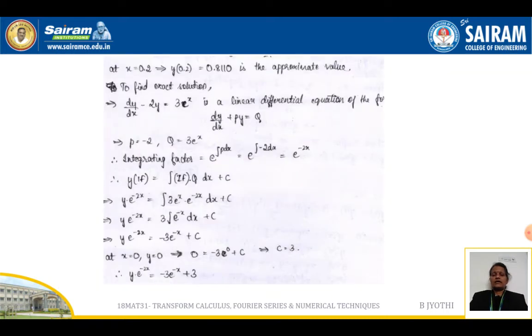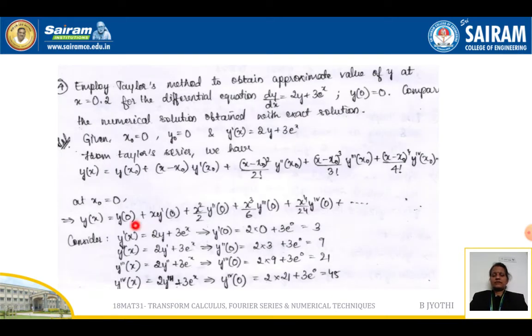So y dash of x is given by 2y plus 3e power x, which is given already. Now for y dash of 0, let us put x as 0 in this. We get 2 into y, which is 0, plus 3 into e power 0, that is 3. So we are getting 3.